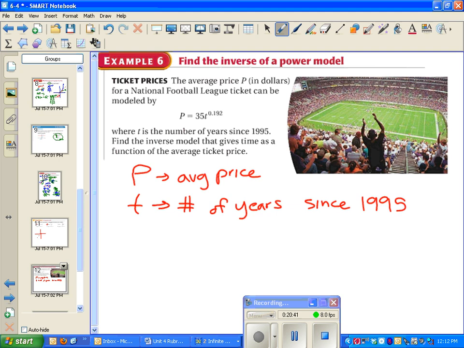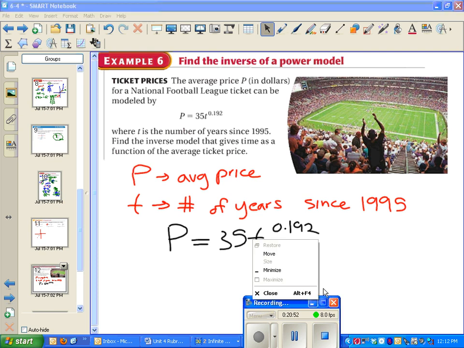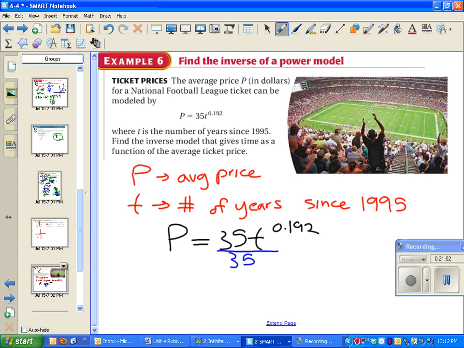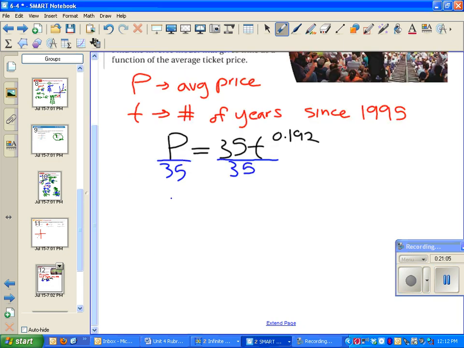So we're not going to switch P and T for a model, because that would be confusing to figure out what P and T are if we switch them. So to find the inverse model, we're just going to solve for T. Right now, it's being multiplied by 35, so we're going to divide by 35. So we get P over 35 is equal to T to the 0.192. Okay, and then we need to get rid of that 0.192 exponent.